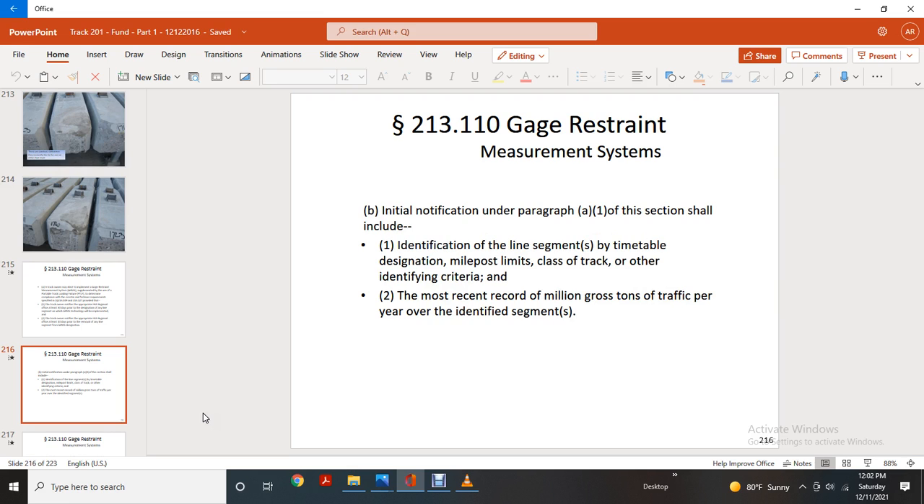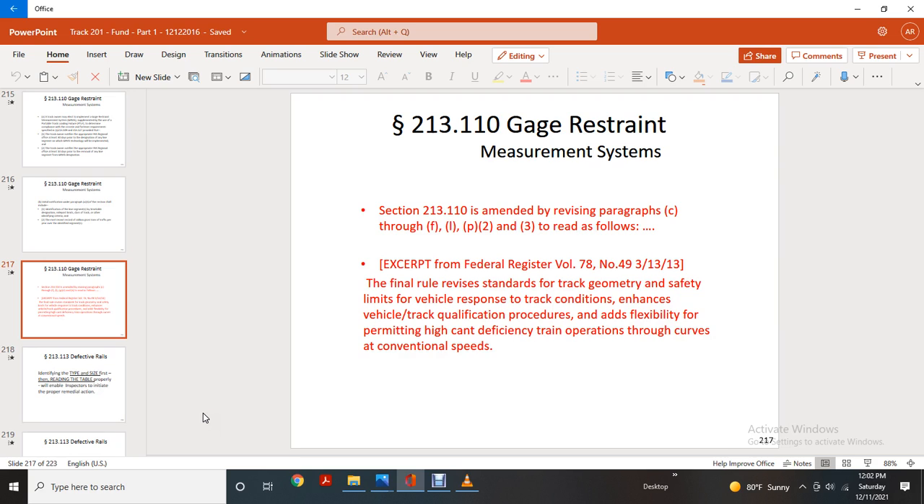Most record million of the gross tons per traffic per of the year over the identified segment. Section 213.110 of the amendment with revision, paragraph C through F of the LP2 and 3 reads are filed with the clip of the Federal Register, volume 78, number 49.